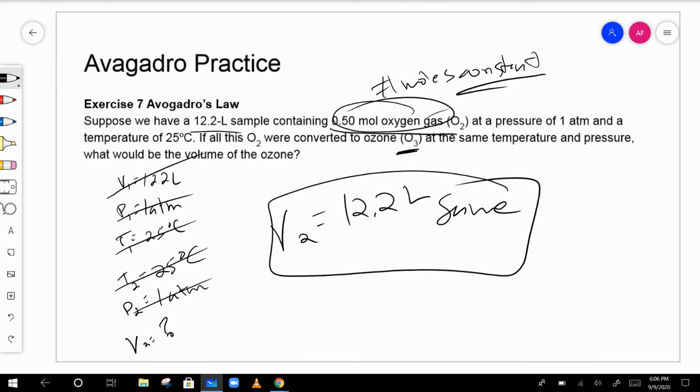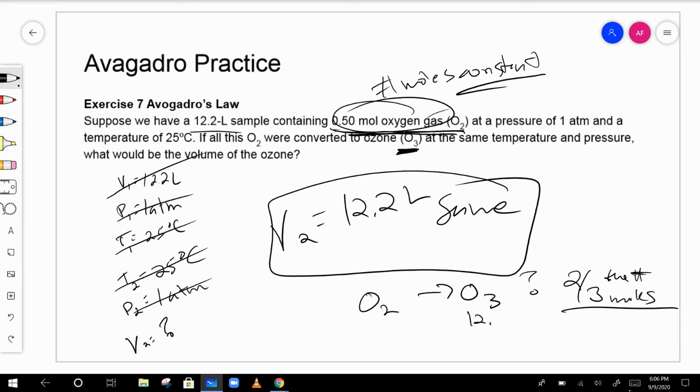Maybe are they saying that this 0.5 moles is now going from O2 to O3? So really you have 2/3 the number of moles. I guess that's what they're saying. If that's the case, then you'll get 2/3 the volume. So it'll be 12.2 times 2/3. I think that may be what they're saying. So 8.133 liters.